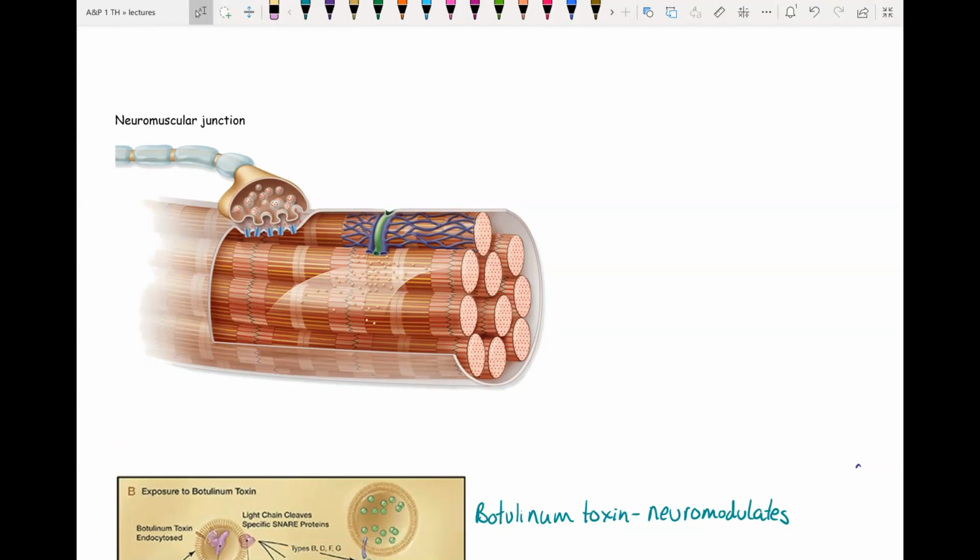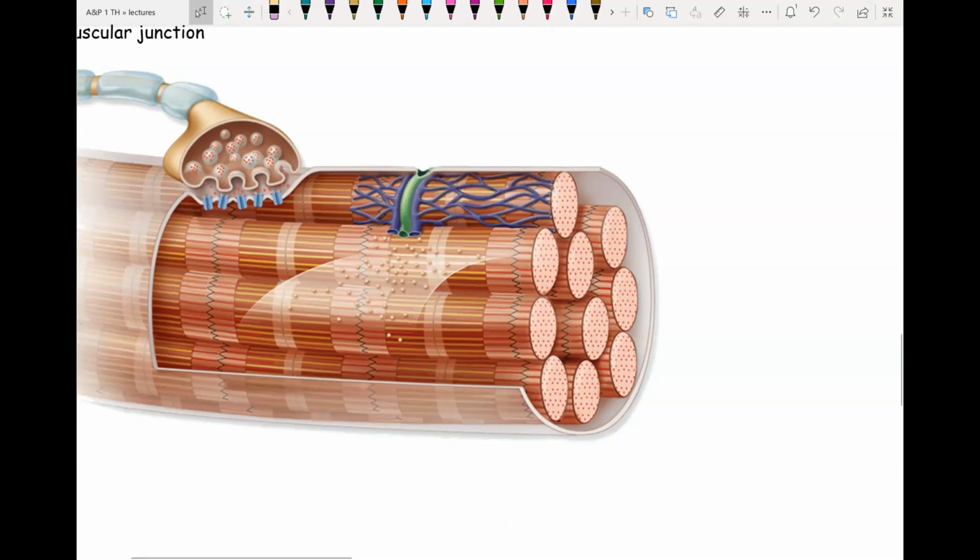Remember, the whole idea is that you get an action potential on your sarcolemma. That goes down the T-tubule. And when it does, you release calcium from the terminal cisternae.